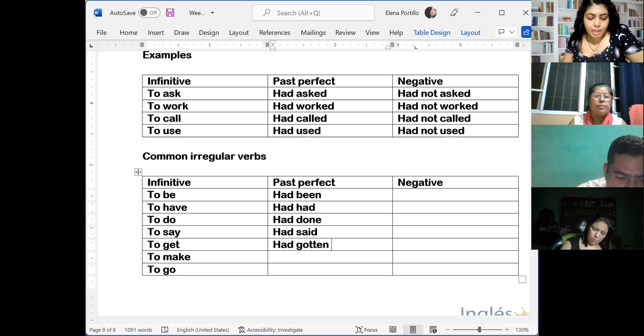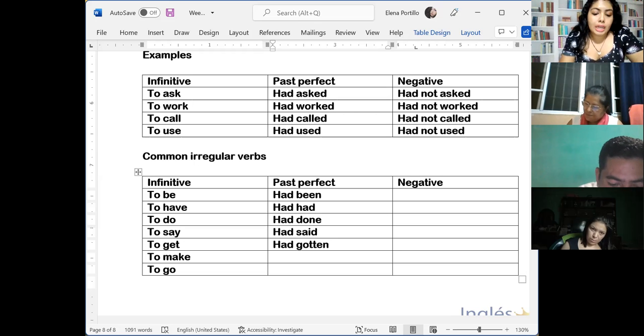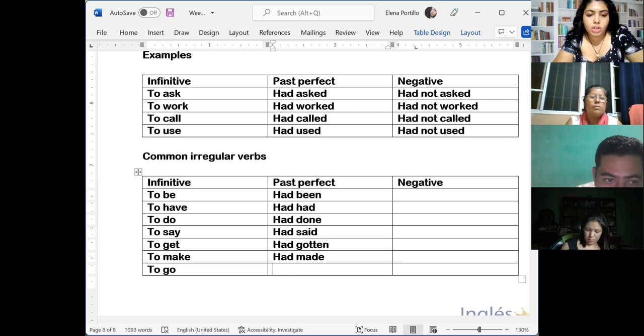So to get, in this case, we are going to write had gotten. The past participle of to get is gotten in American English, but in British English, the past participle is got. But in this case, we're using American English, so we are going to write gotten. To make is had made, and had gone.